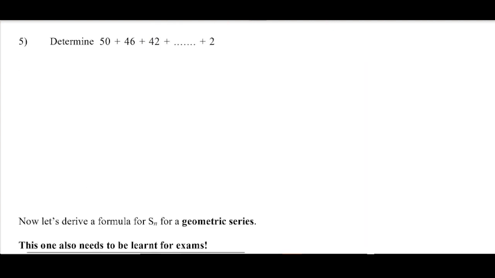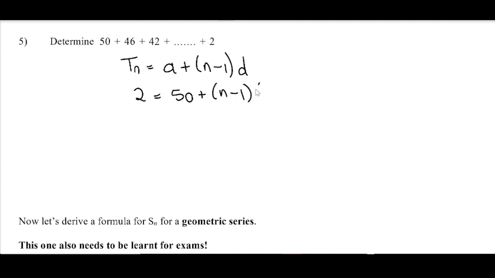Okay, question number 5. Determine this sum. Now this one, we don't know necessarily how many terms we've got. So let's start off by using this formula. It's definitely arithmetic, so let's use A plus n minus 1 lots of D. We know that the nth term is 2. We know that A is 50. And we know that D is, in fact, negative 4. Now, there's only one variable left in here, and that is n. Let's see if we can solve for it.